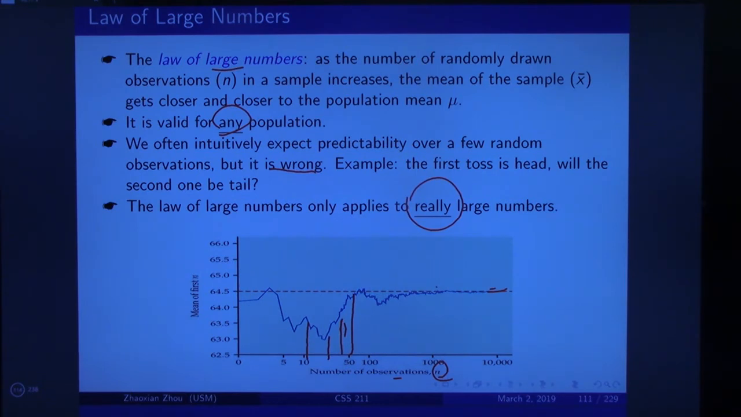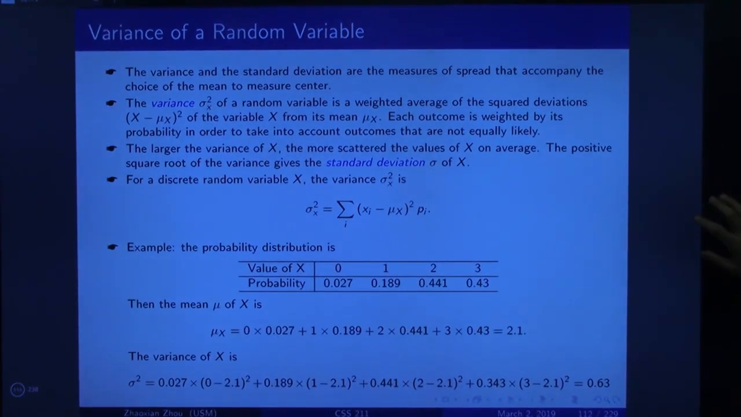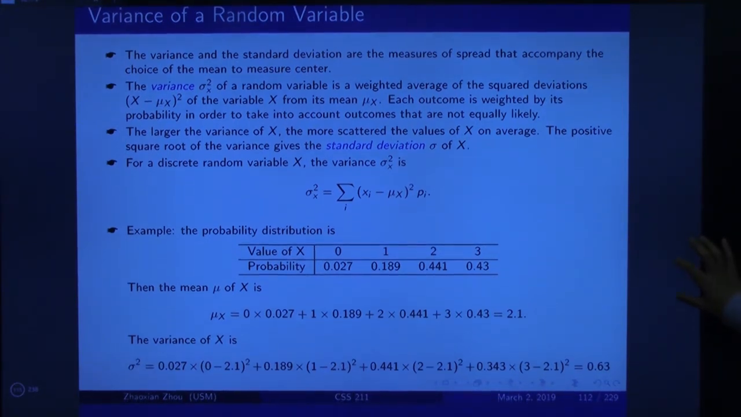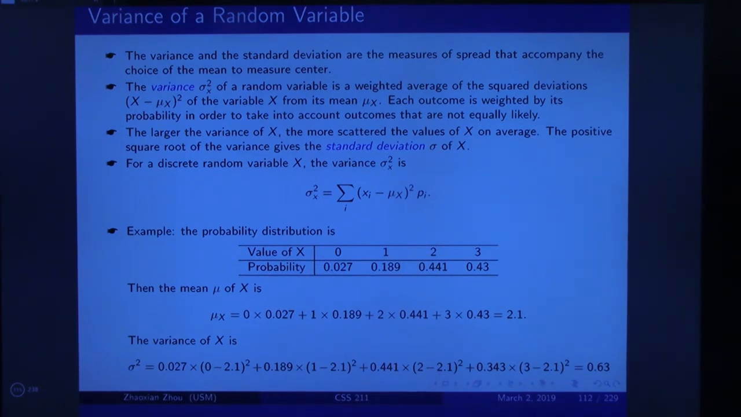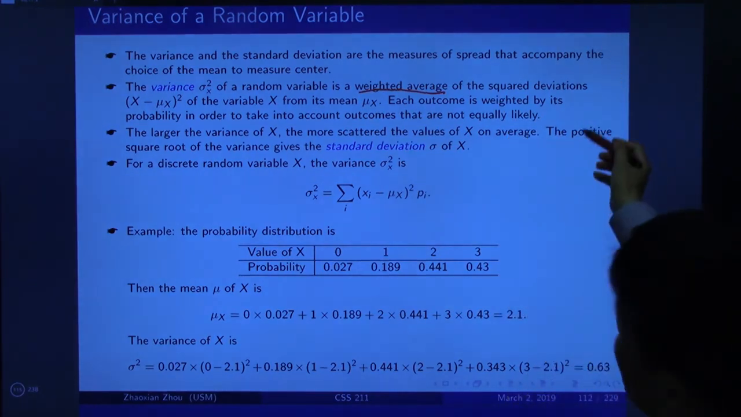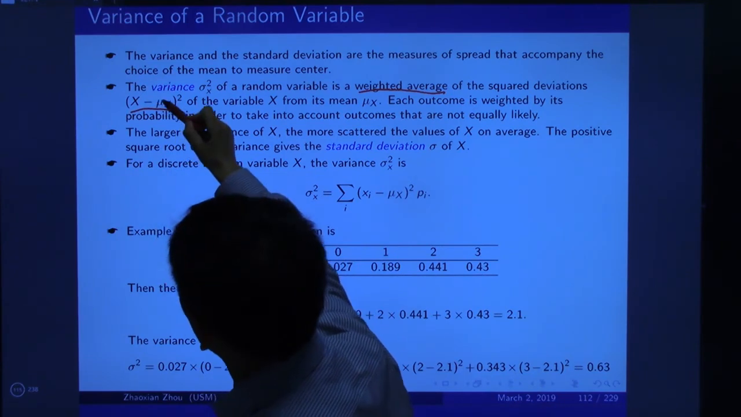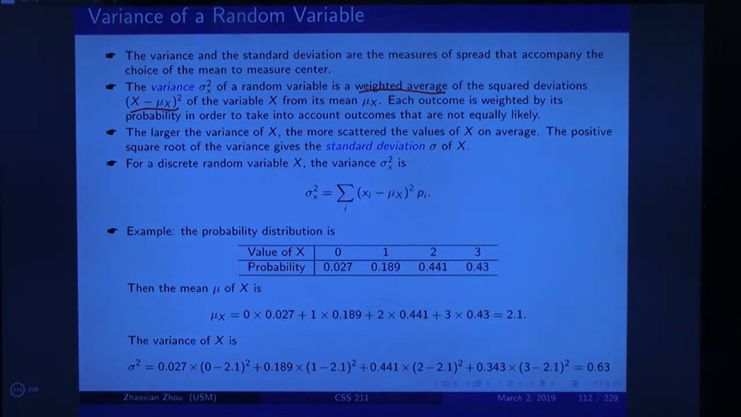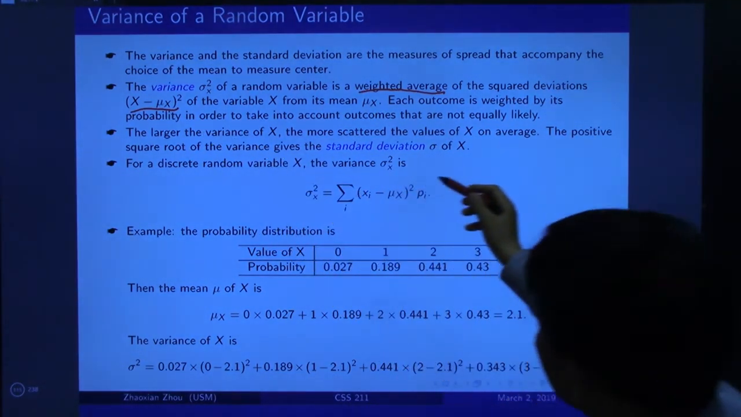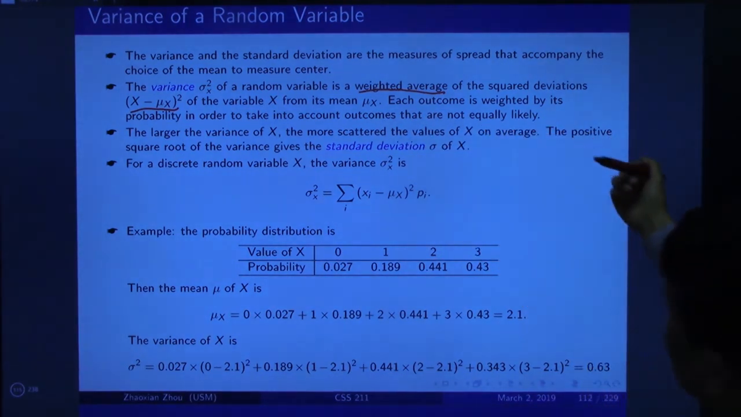Okay, we discussed the mean of the random variable. Next, we are going to discuss the standard deviation or the variance of a random variable. The variance and the standard deviation are the measures of spread that accompany the choice of the mean as the measure of center. We already know that. The variance sigma x squared of a random variable x is the weighted average of the squared deviation, x minus mu x, from its mean mu x. Each outcome is weighted by its probability, because the outcomes are not equally likely.